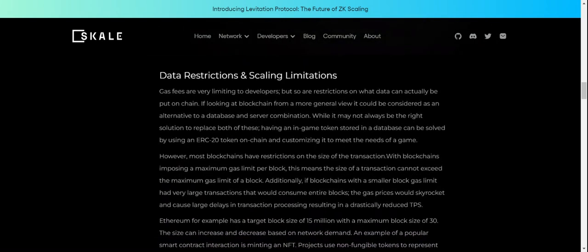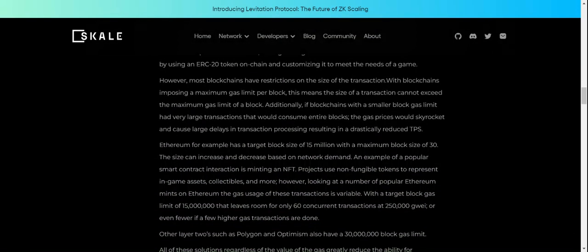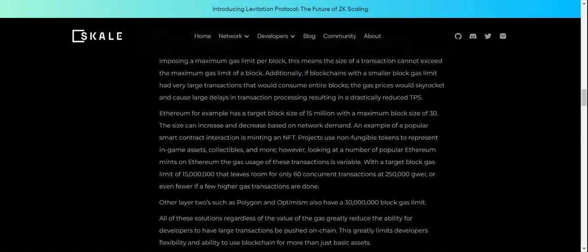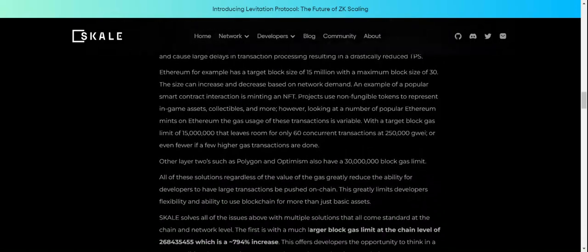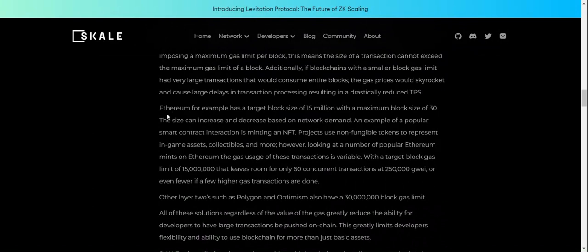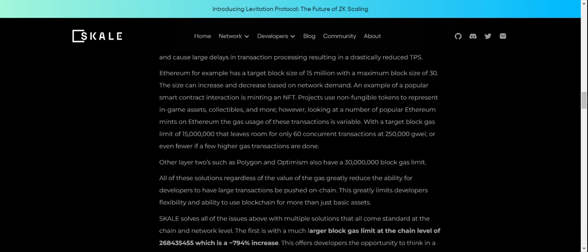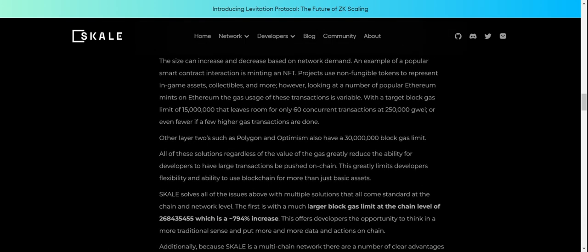Data restriction and scaling limitations, you fit read about dis one sef. So for here dey talk about how Ethereum dey use Ethereum as example as a target block size of 15 million with maximum block size of 30. The size fit dey increase and decrease based on network demand. You fit come read am by yourself make you check am out.